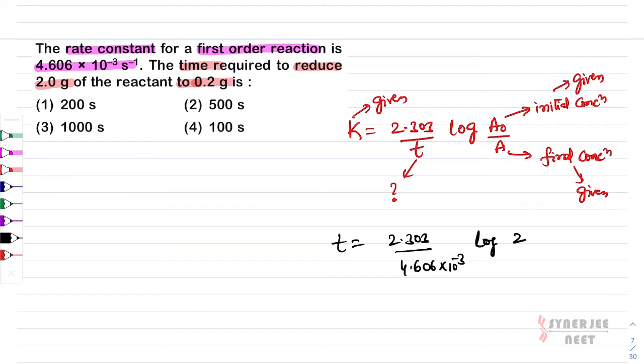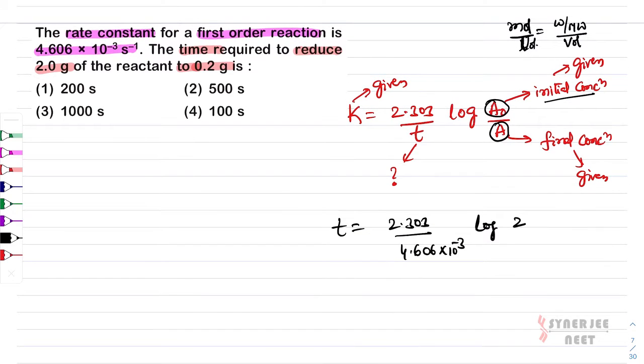Now concentration actually means moles per liter. Moles per liter can be written as mass divided by molecular weight, divided by volume. Since the substance is in the same beaker and the volume of the solution is not changing with time, if you take the ratio of A naught and A, the volume term will get cancelled, and we are talking about the same compound. Therefore, it can be written as the ratio of mass of A initially by mass of A finally. That means 2 grams divided by 0.2 grams.